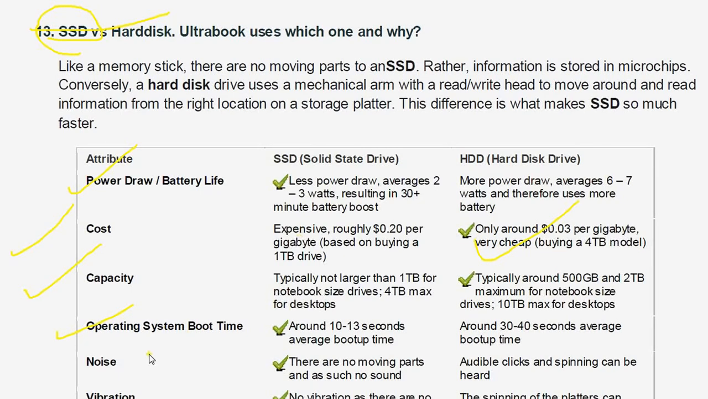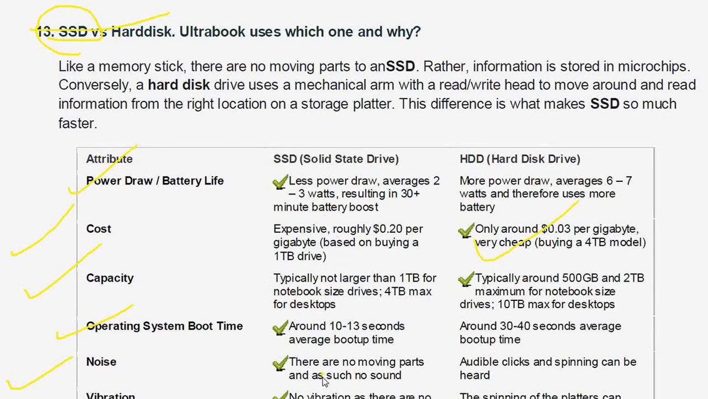SSDs are much faster. They can load an operating system comparatively in 10 to 13 seconds, whereas hard disks take 30 to 40 seconds to load an operating system. Noise, since there is no moving part, there is no noise produced by the solid state drive. Whereas in hard disk we can hear an audible click and spinning of the magnetic arm.